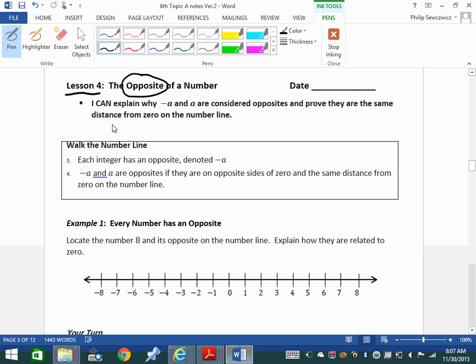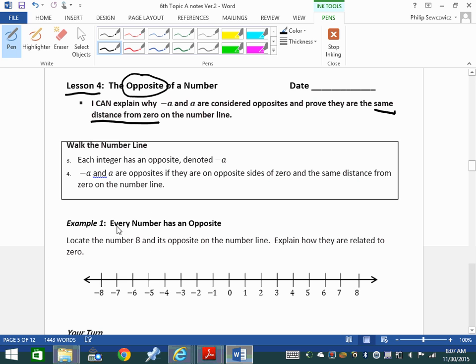So I can explain why. We say negative a and a, where a is just a number we don't know, are considered to be opposites. The whole thing is that they are the same distance from 0 on the number line. That's what makes numbers opposites.